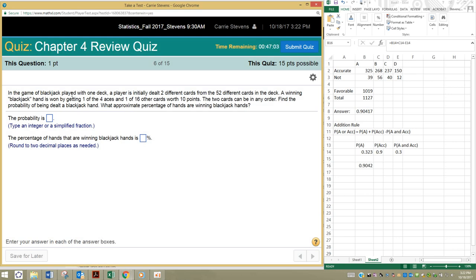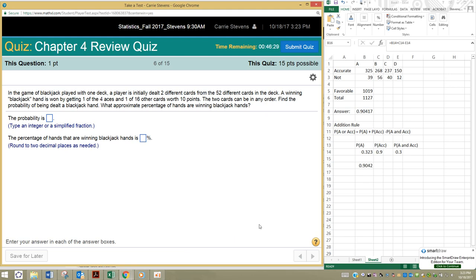In the game of blackjack, played with one deck, a player is initially dealt 2 different cards from the 52 cards in the deck. A winning blackjack hand is won by getting one of the 4 aces and one of 16 other cards worth 10 points. The 2 cards can be in any order. Find the probability of being dealt a blackjack hand. What approximate percentage of hands are winning blackjack hands?